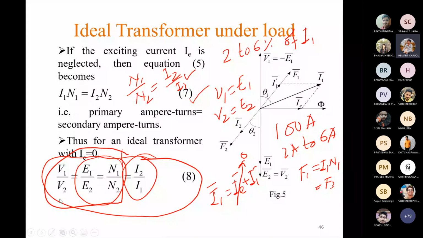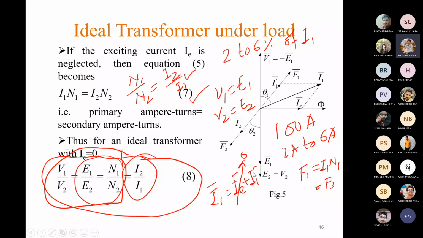Remember this equation: V1 by V2 is equal to E1 by E2 is equal to N1 by N2 is equal to I2 by I1, not I1 by I2.